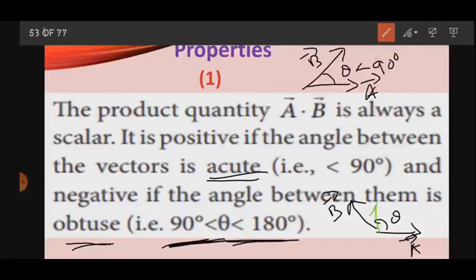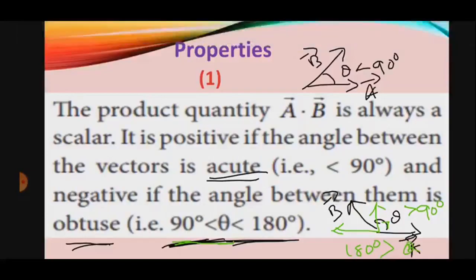Okay. Now see, the normal vector is at 90 degree from A vector. This is 180 degree from A vector. Now see, 90 degree is less than theta, or theta is greater than 90 degree, and theta is less than 180 degree. Are you clear? This is an obtuse angle.